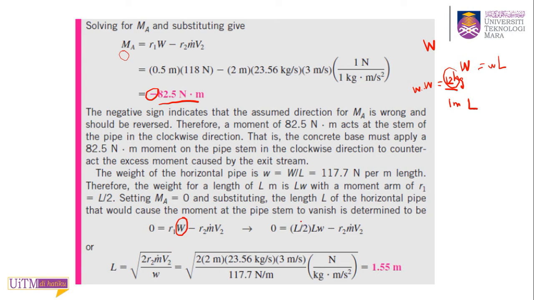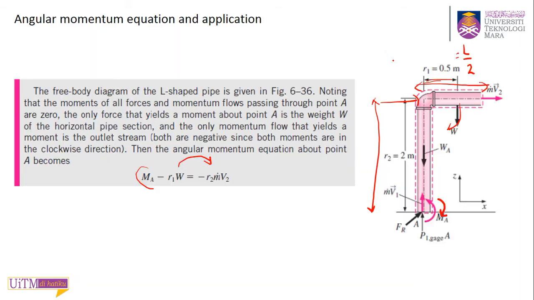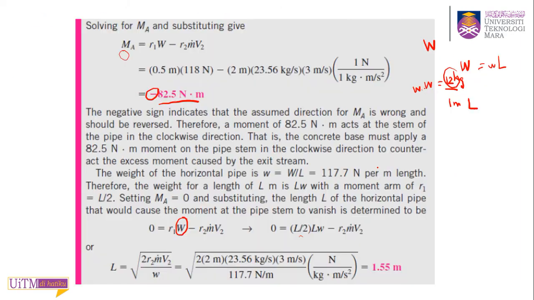So that's why you get here R1 equal to L over 2, and the W equal to L times w, so you have L squared w over 2 minus R2 mass flow rate times the velocity 2. You need to change that because you want to find the horizontal length. So you rearrange this equation to find L. Because you have L squared, it is set to R2 m dot V2 over w.